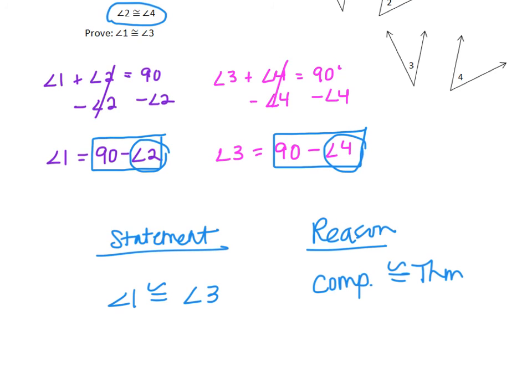and that theorem comes from our intro video. If angles are complementary to congruent angles, then they are congruent. So congruent theorem. And that's what we had up here. Angles that are complementary, so 90 degrees, to congruent angles, angle 2 and angle 4, are congruent. So we get to use that handy little theorem.